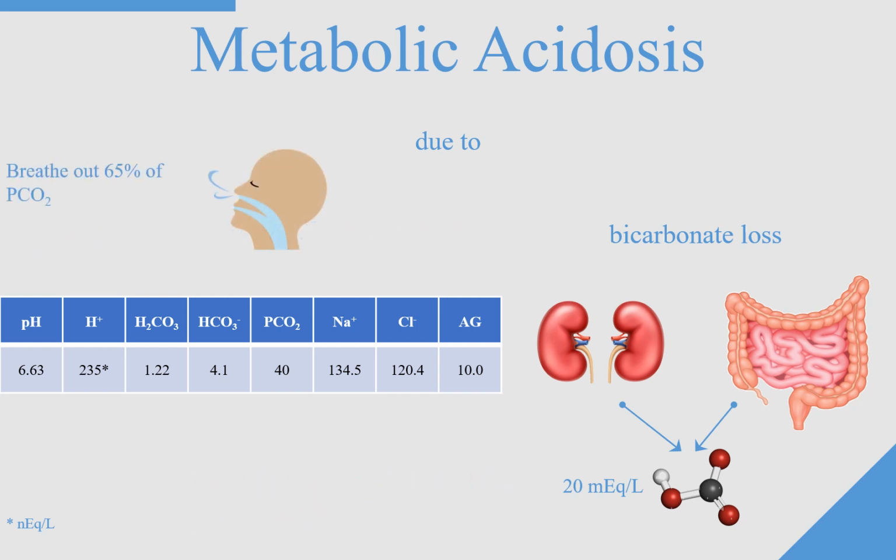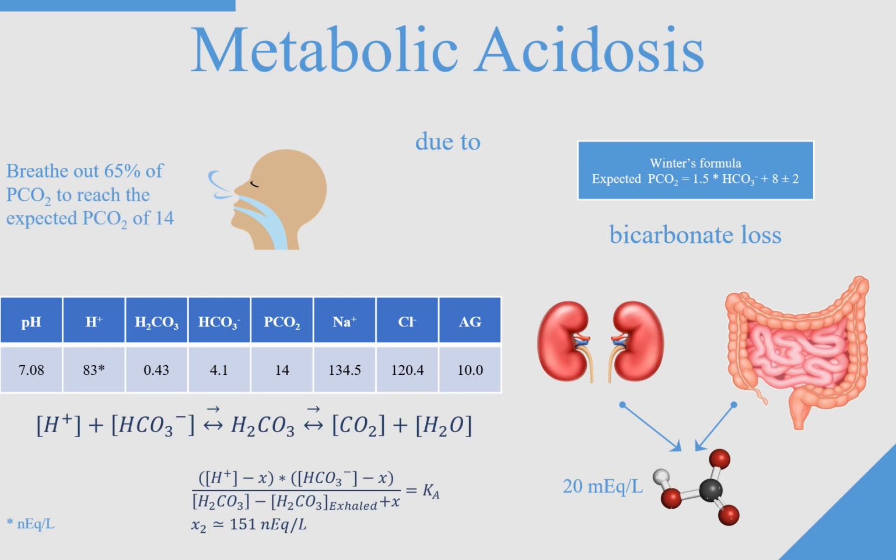The activation of the respiratory system, as a compensatory mechanism to metabolic acidosis, follows the same rule as seen before. So, for a final bicarbonate concentration of 4.1 milliequivalents per liter, the partial pressure of carbon dioxide has to be reduced to 14 millimeters of mercury. And to this end, 65% of carbon dioxide has to be breathed out.